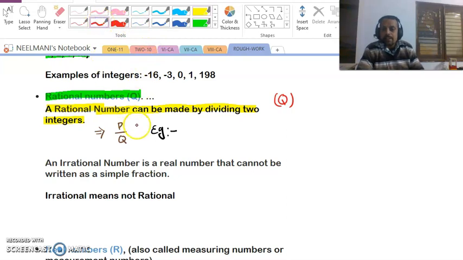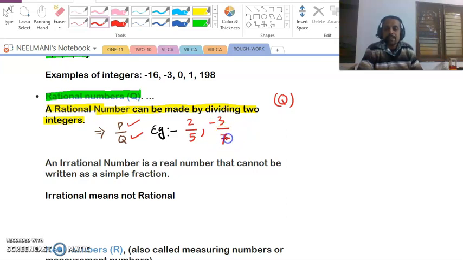Another definition also: we can include any number which can be represented in the form of P upon Q. That also comes under the category of rational number. That's also the correct definition of this one. Like you can see here, P upon Q. If we have to take an example of a rational number, we can write 2 upon 5. We can even have a negative rational number also, like -3 upon 7.